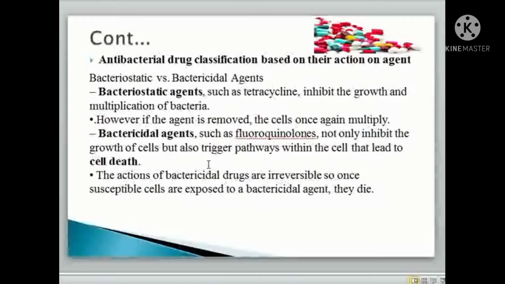When you see the difference between bacteriostatic versus bactericidal drugs, bacteriostatic agents such as tetracycline inhibit the growth and the multiplication of bacteria. However, if the agent is removed, the cells once again multiply. Bactericidal agents such as fluoroquinolones not only inhibit the growth of cells but also trigger the pathways that lead to cell death. So the action of the bactericidal drugs is irreversible.